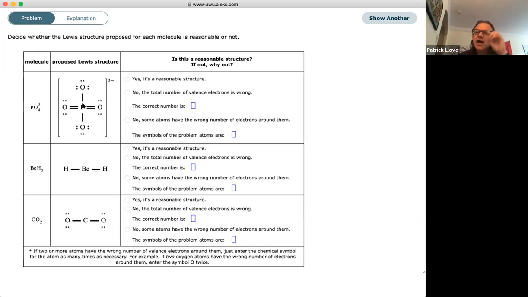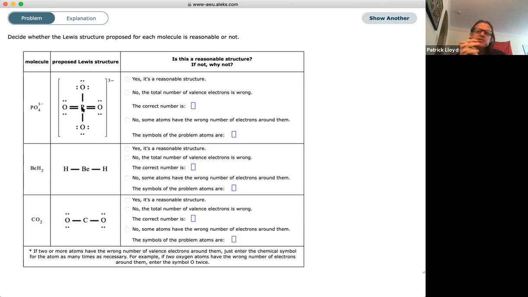But let's do our formal charge calculation. Phosphorus is in group 5A, so it has 5 valence electrons. It has 6 bonds. So that gives it a formal charge of -1. Now that's interesting. It has a formal charge not of 0, but -1.